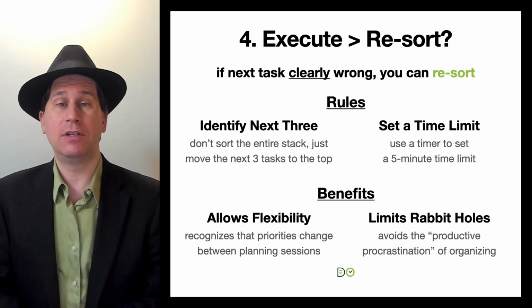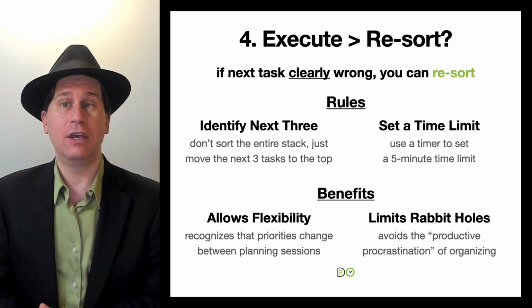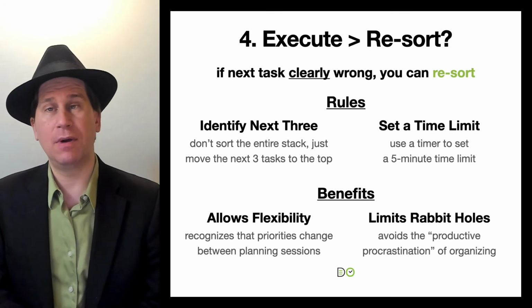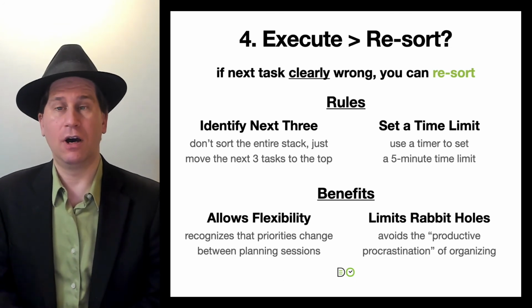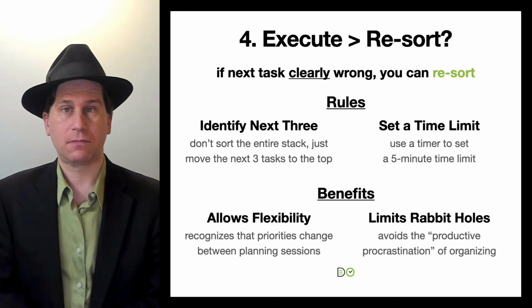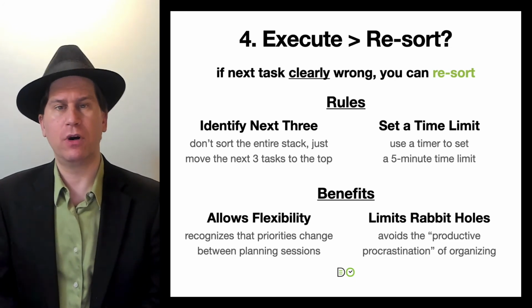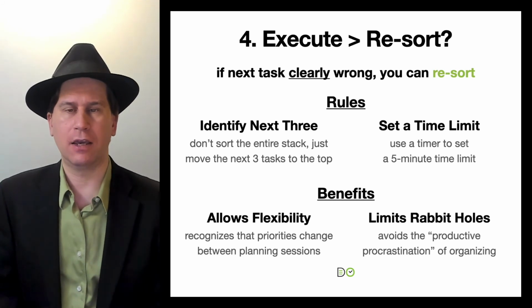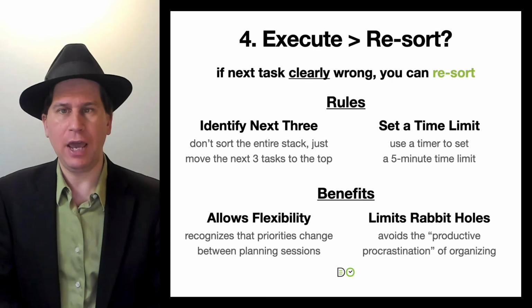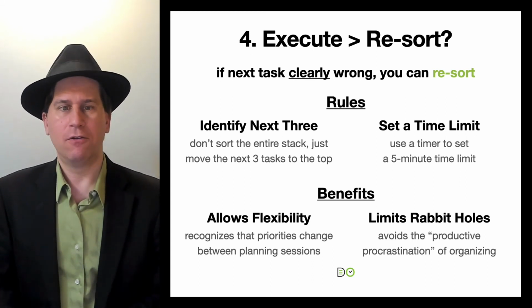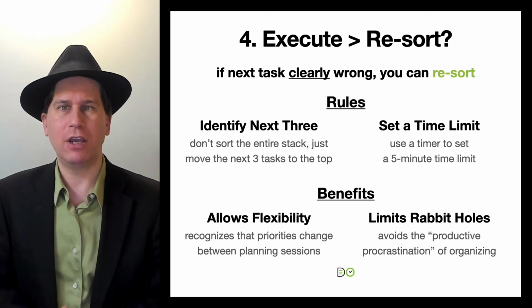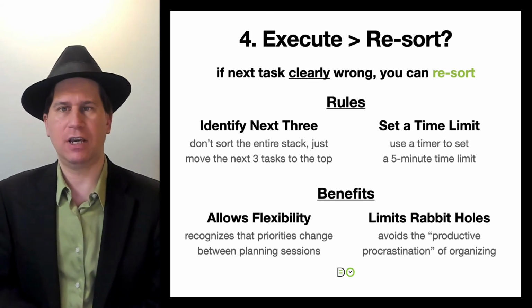Okay, what happens if you need to resort? Now, if the next task is clearly wrong, you can resort. And actually, I would recommend if the next 3 tasks are clearly wrong, you can resort. But what I want you to do when you resort is don't resort the whole stack. You have time scheduled for that later in the week to resort the whole stack. You have this time block where you're supposed to be executing. So let's minimize the time for that. First, set a time limit. Only do like 5 minutes to figure out what your next 3 tasks are. And I want you to move the next 3 tasks to the top.